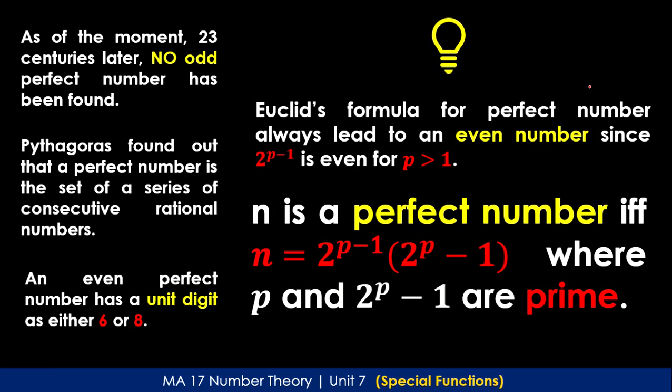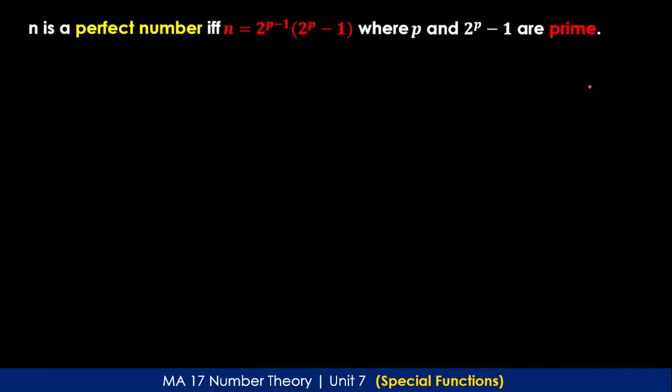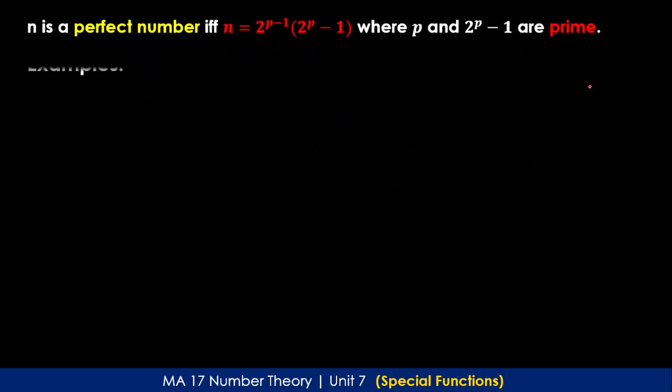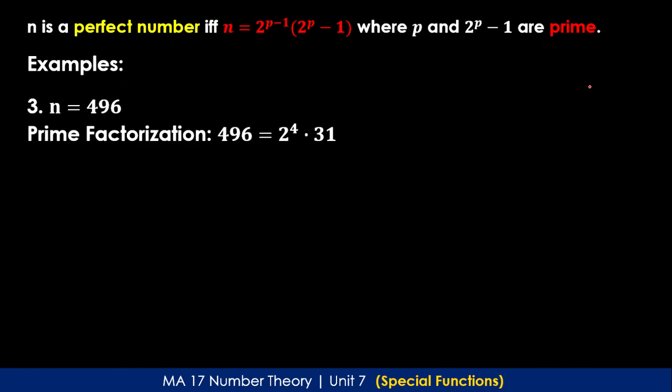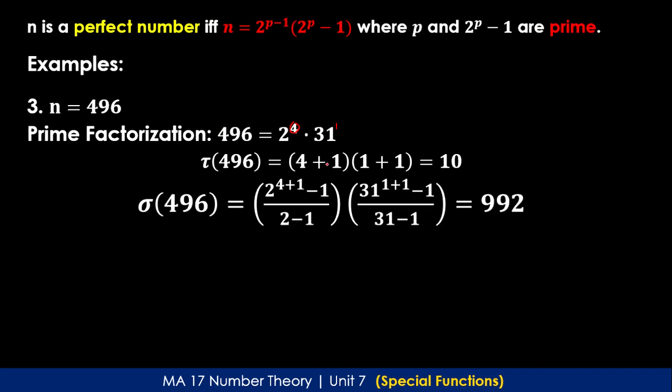So let's have another example and apply this formula. Let's say we have 496. The prime factorization of 496 is 2 raised to 4 times 31. If we identify the number of positive divisors, applying the formula again, the tau of 496 is 10.